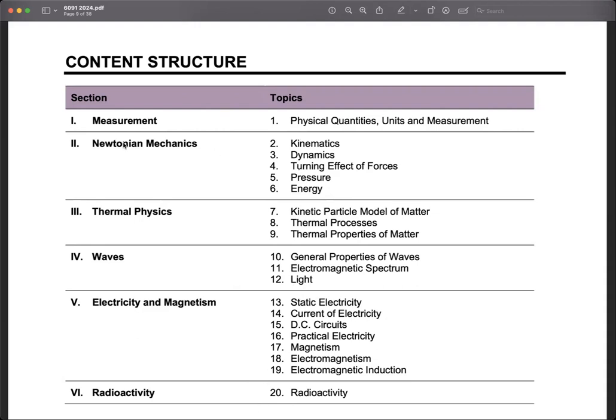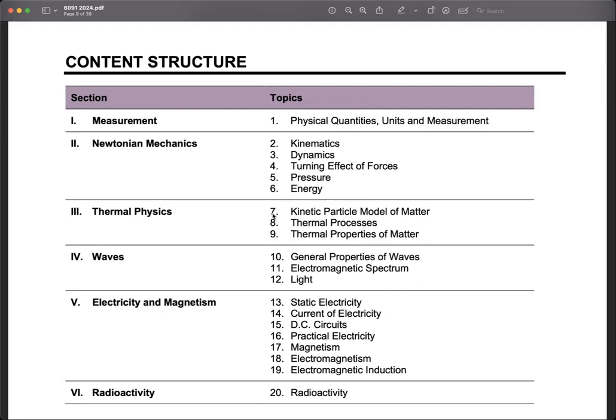Today we're going to start off the section or the branch called thermal physics. Anything that has to do with temperature or heat will be covered under thermal physics. For thermal physics, there are 3 topics that we're going to learn. You're going to learn the kinetic particle model of matter. This is just one of the many models of how we describe matter, because matter is very small. There are different models used to describe it, so what you're going to learn is this model called the kinetic particle model.